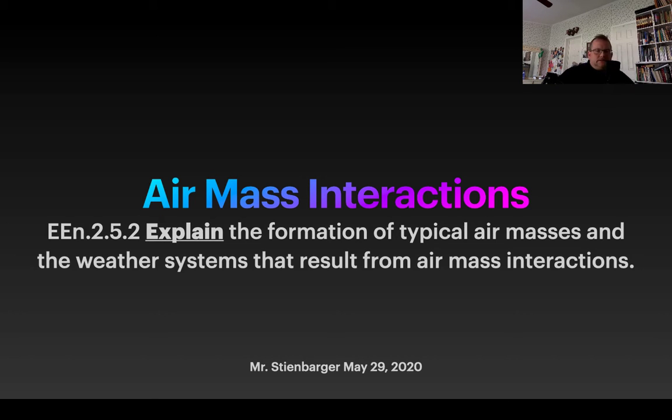Okay, here is the last lesson on this objective, EEN 2.52, explaining the formation of typical air masses and weather systems that result from air mass interactions. So we've already talked about the typical air masses: the cold air mass, the warm air mass, the moist air mass, the dry air mass. We've talked about the weather systems, the high pressure system and the low pressure system. Now we're going to talk about all these things together, how they interact together.